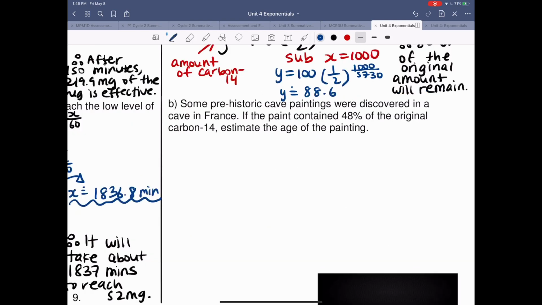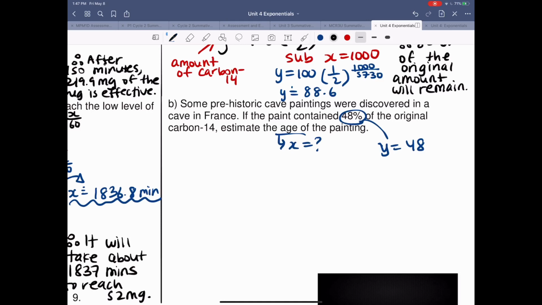For question B, it says some prehistoric cave paintings were discovered in a cave in France. If the paint contained 48% of the original carbon-14, estimate the age of the painting. So that means directly I have y equals 48. That is how much I have remaining, right? And then estimate the age means I need to find the x value.